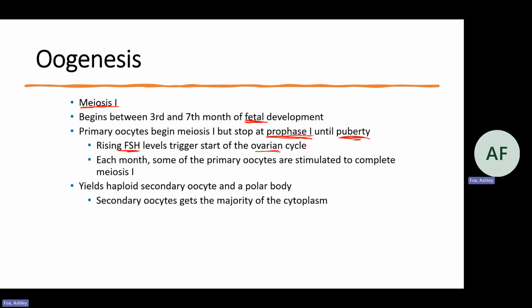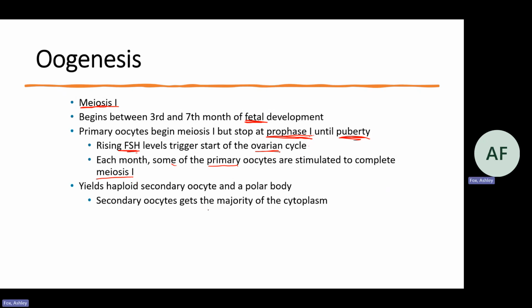So this is what is happening each month in the ovaries. We're looking at both the ovarian cycle and the uterine cycle because they're kind of coinciding, but different things are happening in each. So each month, follicular stimulating hormone after puberty is going to stimulate the completion of meiosis 1. So not just one primary oocyte, some of them are going to be large enough and the follicles are going to change, and those primary oocytes are going to finish meiosis 1.